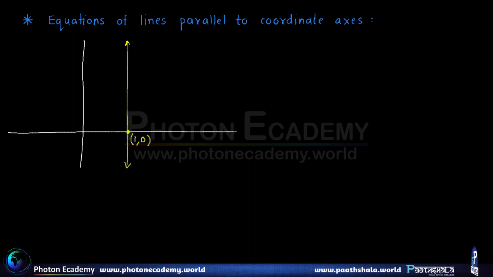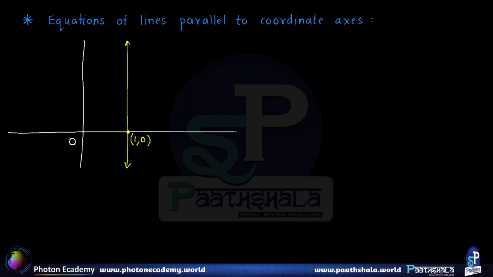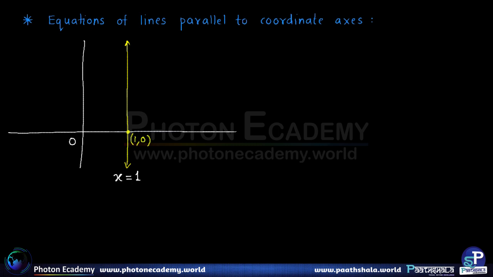Right? So by equation of this particular line, what we mean is, what is the property or what's the relation that is satisfied by coordinates of each point on this particular line. Now let's ask the question, what is common in all the points that lie on this particular yellow line? So the common property is they all have the x coordinate as equal to 1, isn't it? So therefore that's what we write here as x equal to 1.